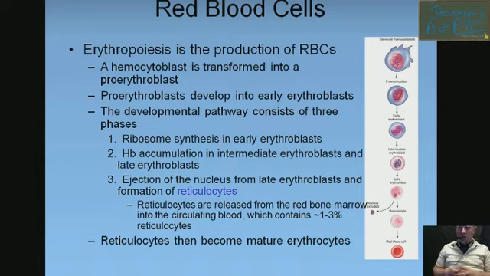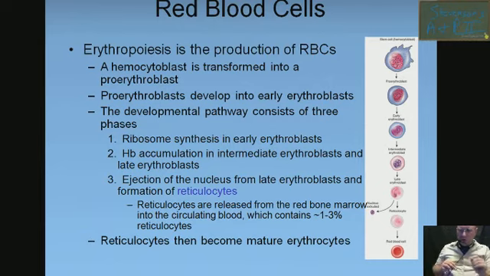Ribosome synthesis in the early erythroblast starts the production. Okay, hemoglobin accumulates in the intermediate erythroblast, and then in the late erythroblast, and then finally the ejection of the nucleus from the erythroblast starts the formation of reticulocytes. And reticulocytes are simply immature red blood cells.